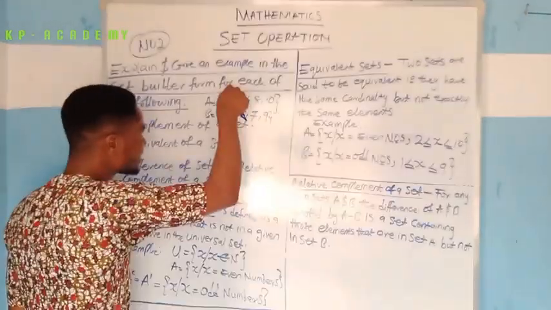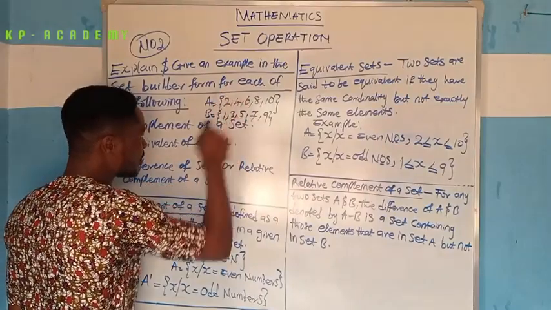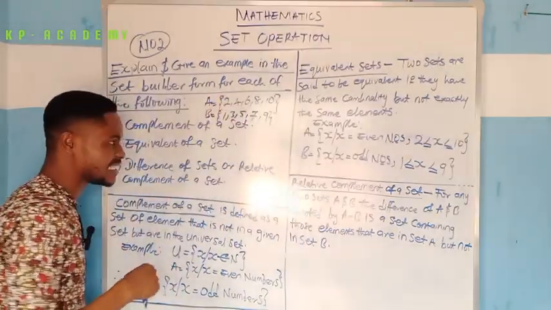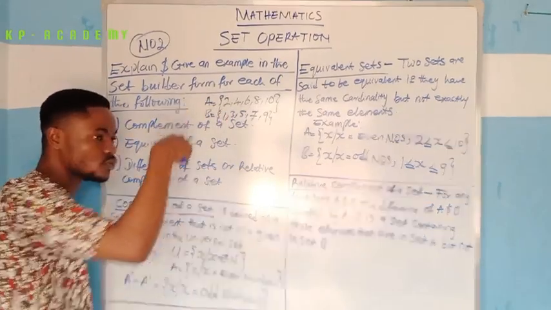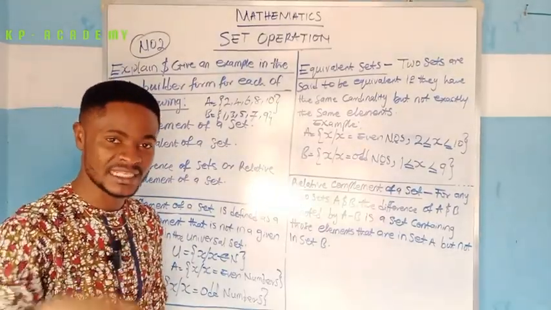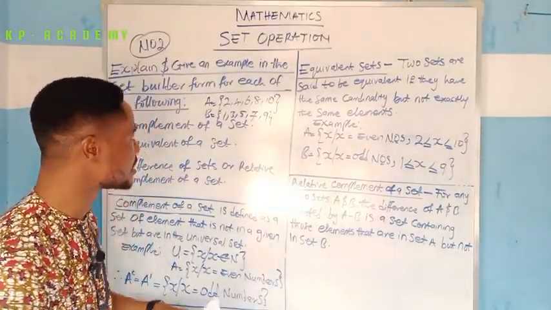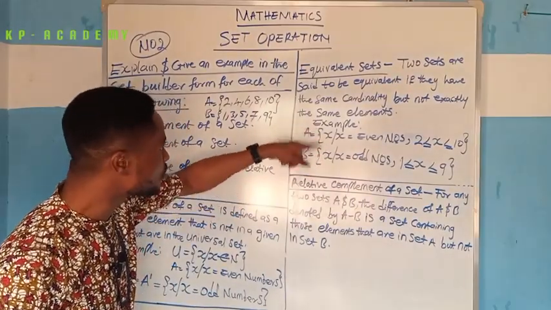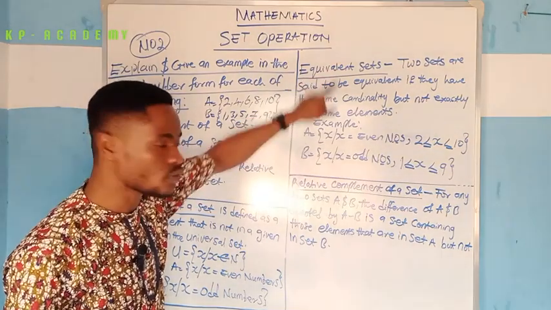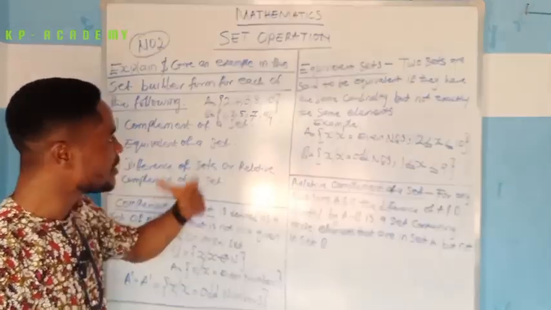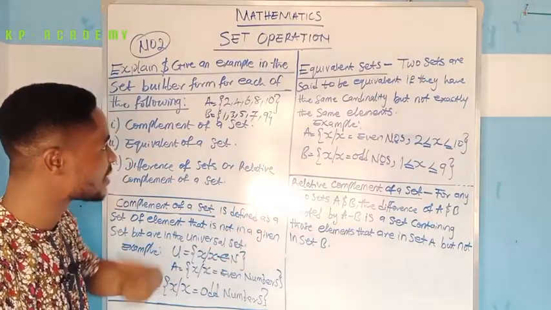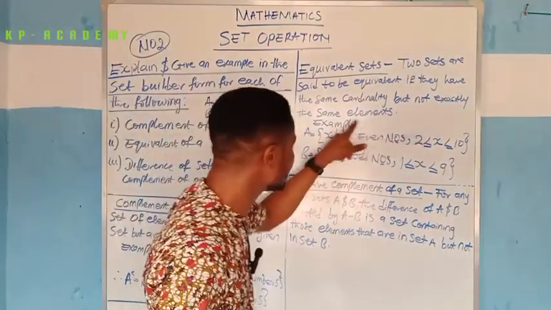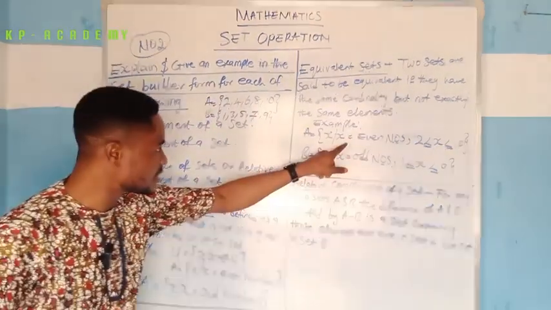If you compare set A and set B, you find that they have the same cardinality, or the same modulus, but they do not have exactly the same elements or members. Because these two sets have the same cardinality, both of them are equivalent. So equivalent sets are sets that have the same cardinality but not exactly the same elements. So this is a good example.